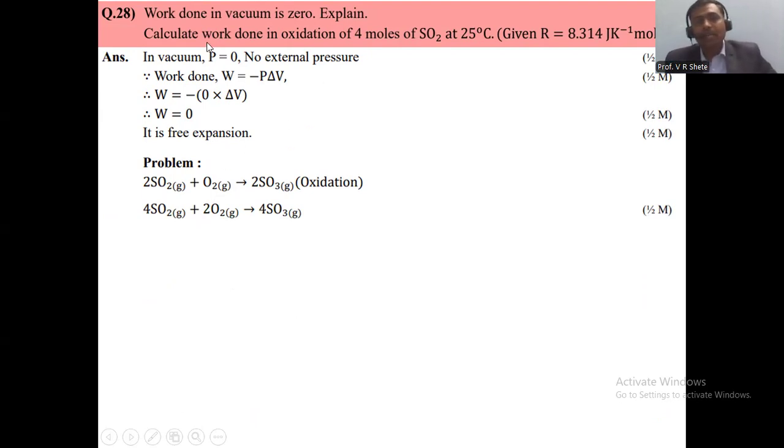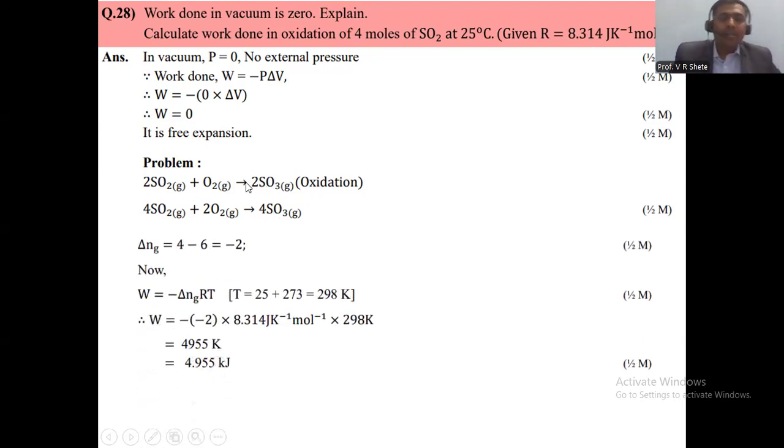And the second numerical, calculate work done in oxidation of 4 moles of sulfur dioxide. Generally, if you are balancing this reaction for 1 mole of sulfur dioxide, this is the oxidation of sulfur dioxide for 2 moles. If you are observing the same reaction for 4 moles, then it will be multiplied by 2. That is 4 sulfur dioxide reacted with 1 mole of oxygen. You will get 4 moles of sulfur trioxide.